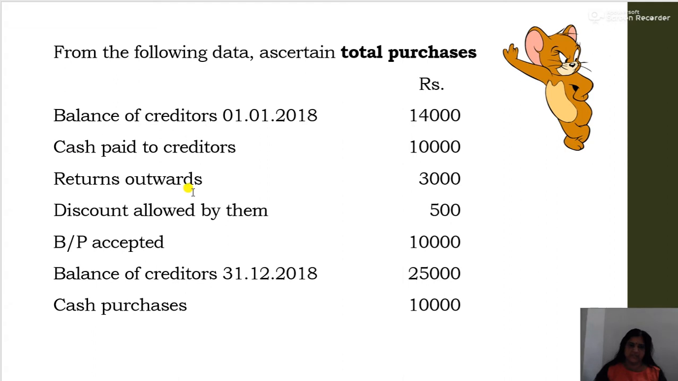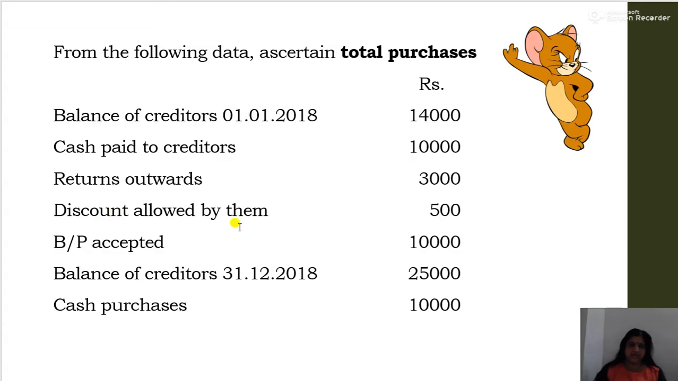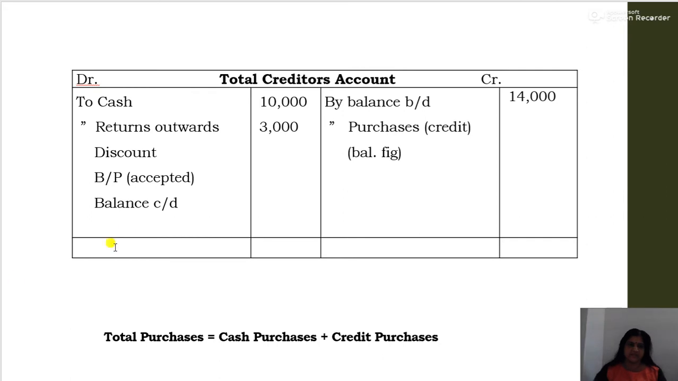And returns outwards, that is purchase returns. That is, returns outwards is 3,000. So returns outwards comes to 3,000. Then next is discount allowed by them, that is discount received 500. So discount received is 500.